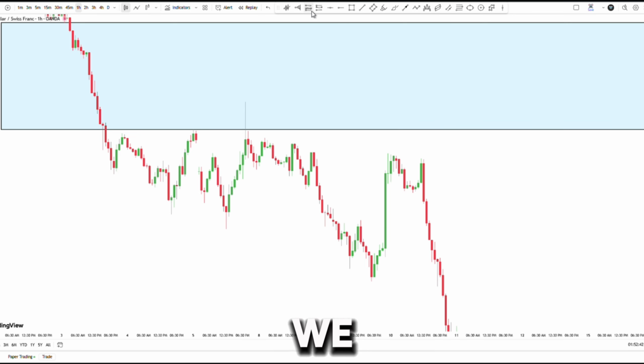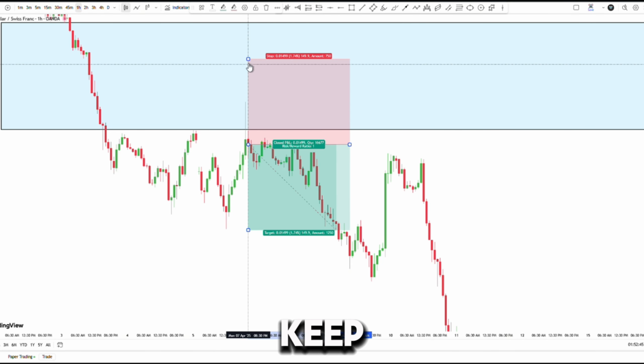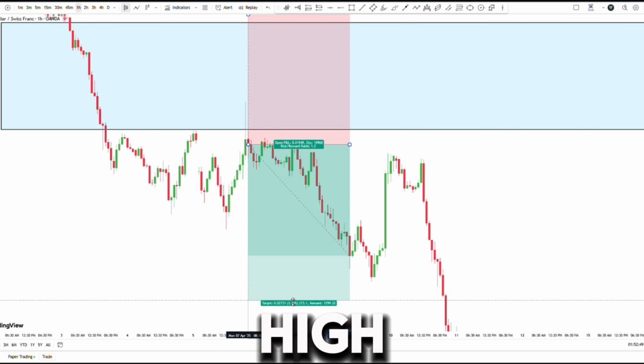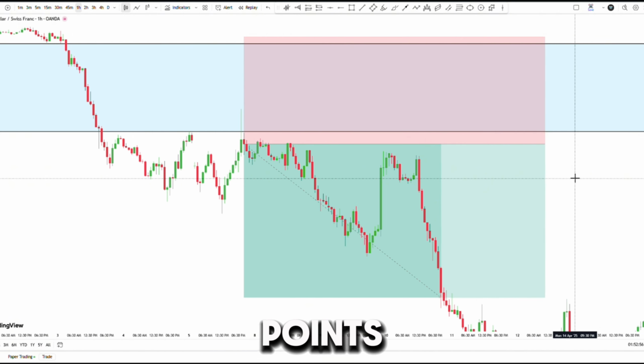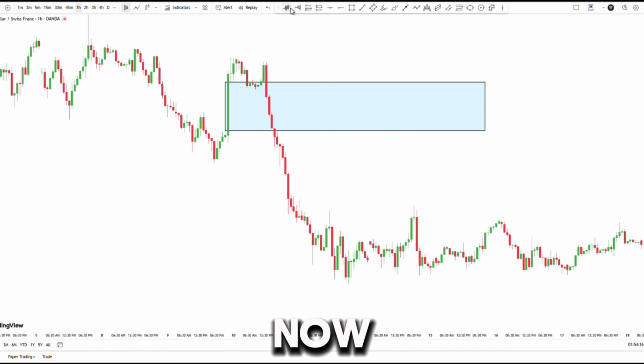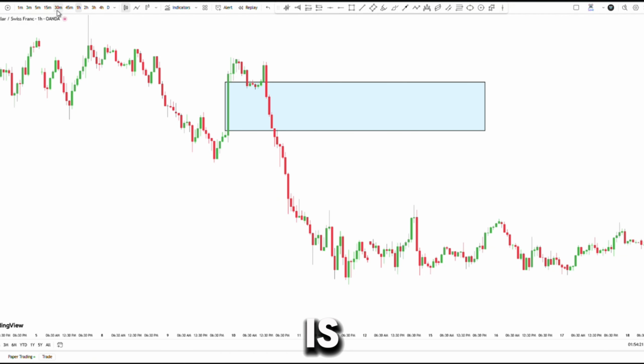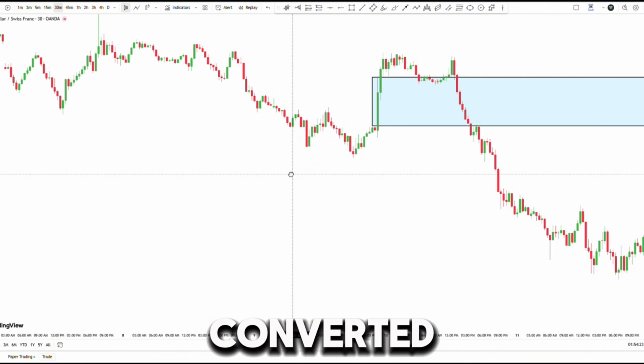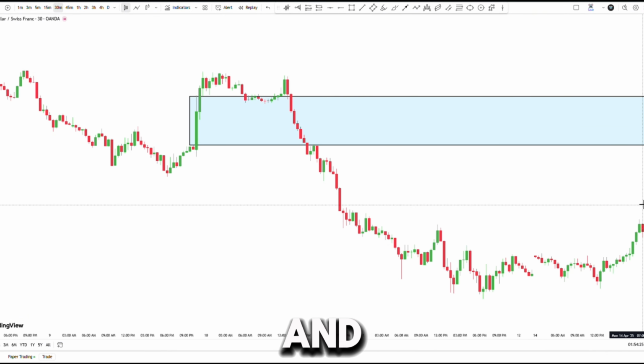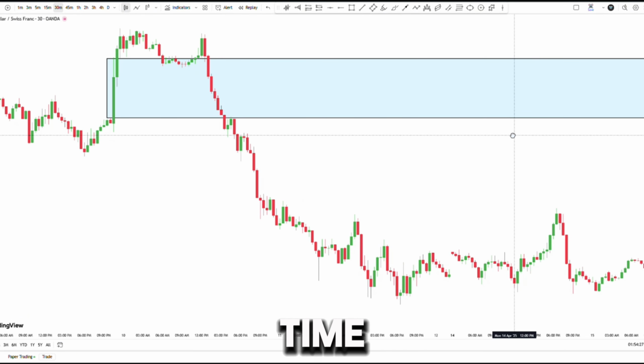So what we do, we take entry at the next candle and keep the stop loss above the FVG high and target the low swing points based on swings. Now let's look at the FVG we just spotted. You can see that this is a failed FVG, which gets converted into an IFVG to trade. To analyze this, let's go to a lower time frame.